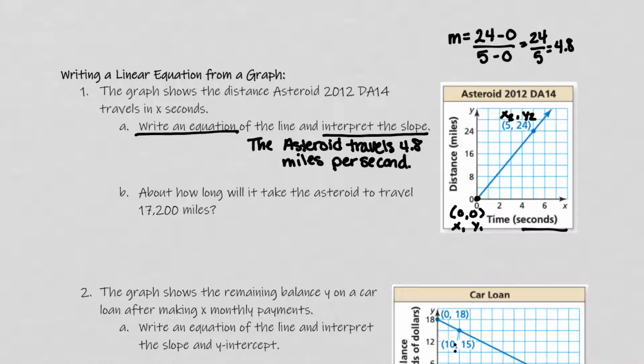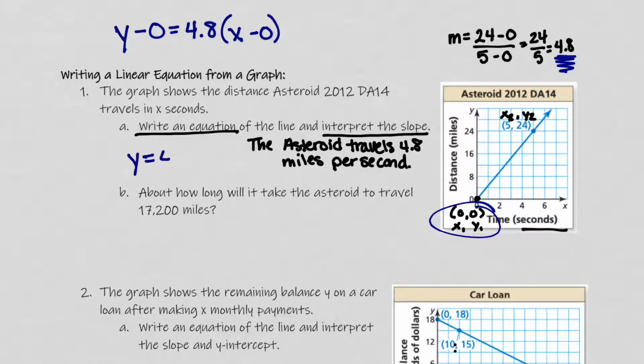But let's do the first part. We need to actually finish our equation. So I'm going to switch colors here. We're going to use the slope, and we're going to use x1, y1. So it's y minus y1, which we said was 0, equals the slope times the parentheses x minus x1, and x1 is 0. And then we solve for y. So the equation ends up being y equals 4.8x. So that's everything it asked for in A. It asked for us to interpret the slope and write the equation.